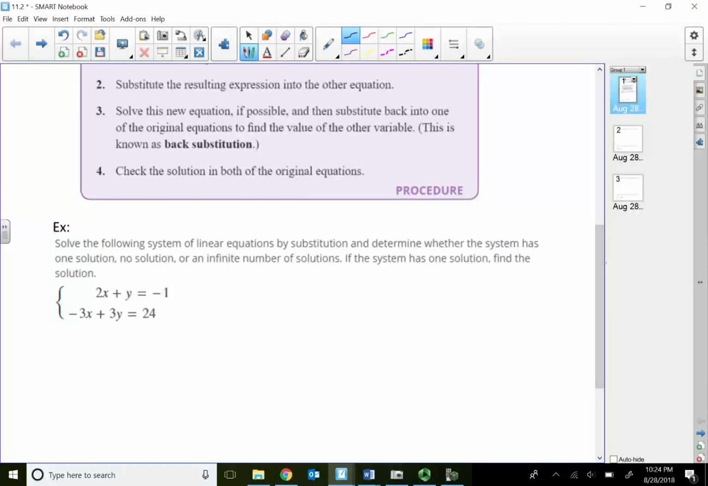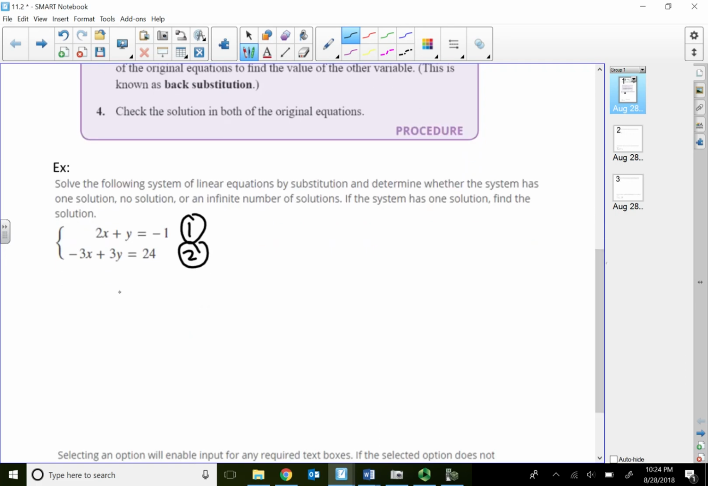So here I got two equations. I'm going to label them as equation 1 and equation 2. All right. So if you look at my equation number 2, all the coefficients and the constant term are divisible by 3. So what I'm going to do is rewrite this system of linear equations as 2x plus y equal to -1. My second equation, every term is divisible by 3, so I'm going to have -x plus y equal to 8.